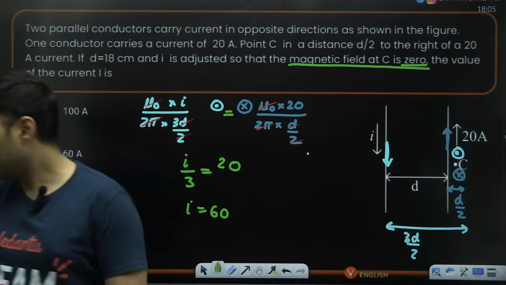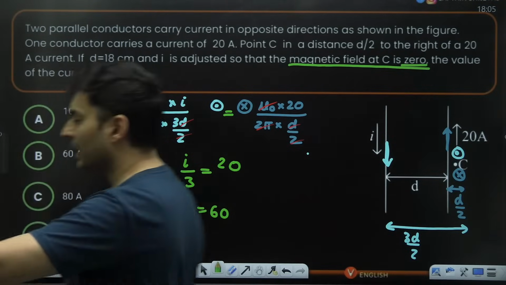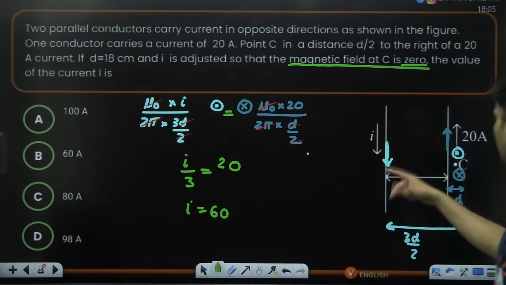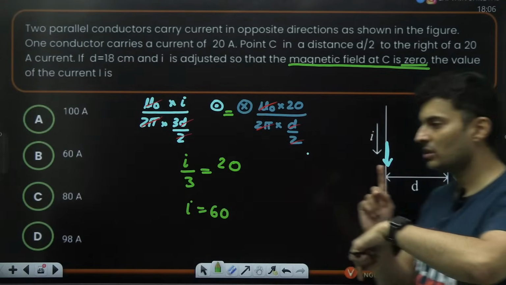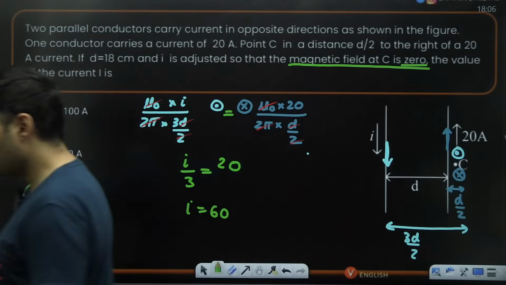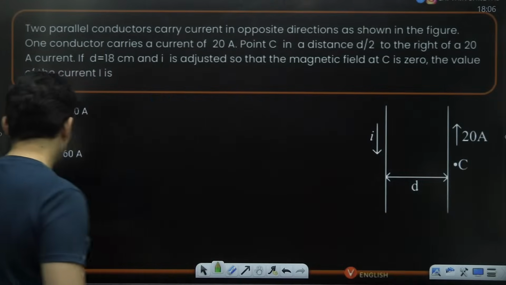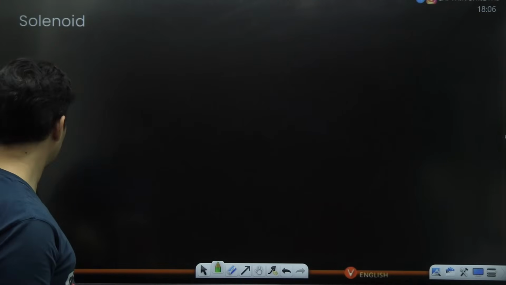Beautiful. If the question was, will those wires attract or repel each other? Then the answer will be, because they're opposites, so they will repel each other. Great. Very good. You'll be getting the PDF, don't worry. Moving on to the next question, solenoid.